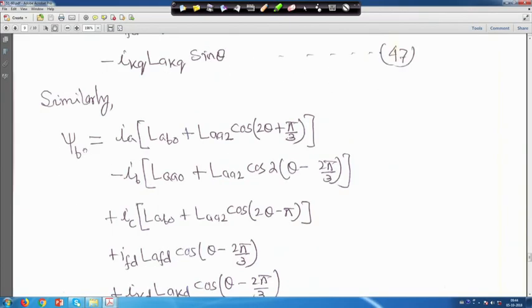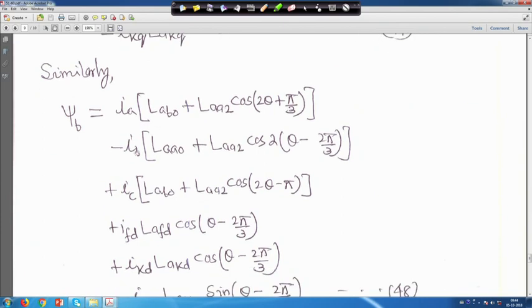Okay. So, we are back again. Similarly, you can now write the flux linkages of phase B and phase C. For your phase B, psi B is equal to IA into LAB0 plus LAA2 cos 2 theta plus pi by 3. This is all we have seen, just put it in now. Then minus IB into LAA0 plus LAA2 cos 2 into theta minus 2 pi by 3.